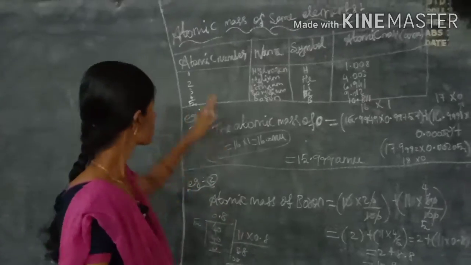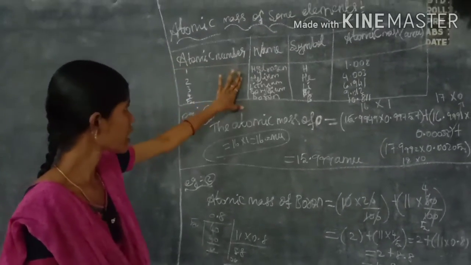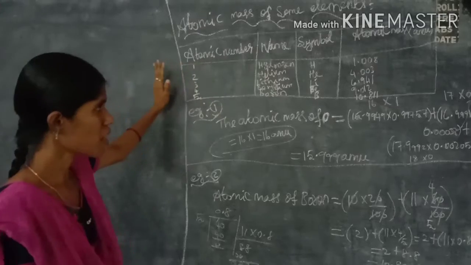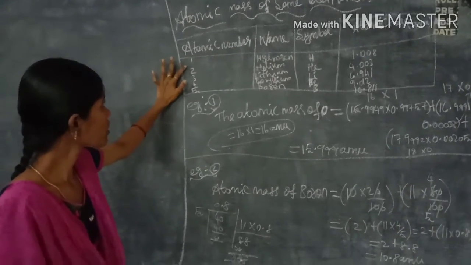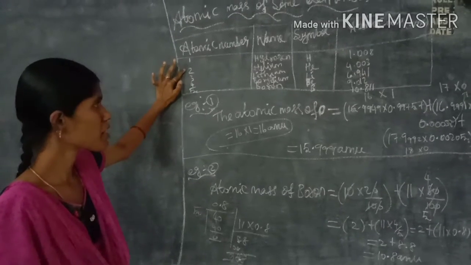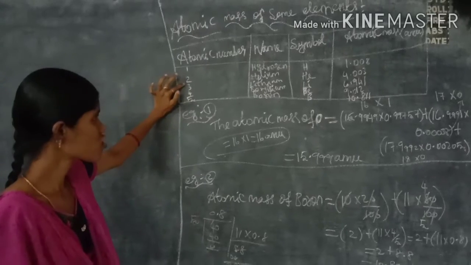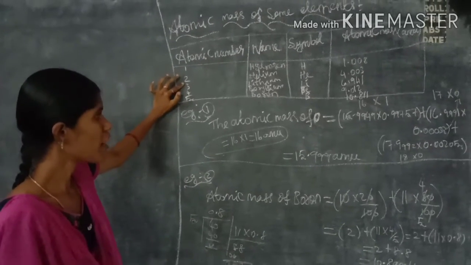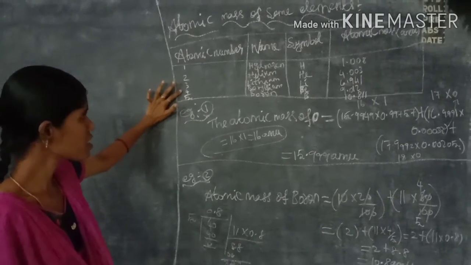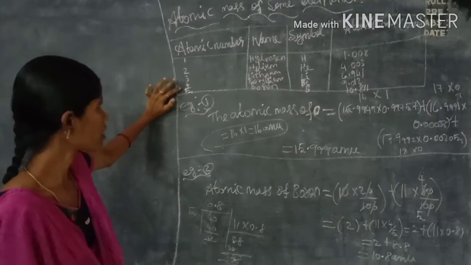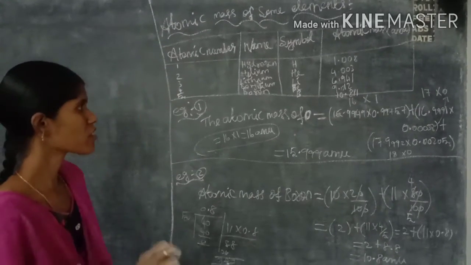Next is the atomic mass of some elements. This table gives the atomic number, the name of the element, the symbol, and the atomic mass, expressed in AMU, atomic mass unit. For hydrogen the atomic number is 1, the symbol is H, and the atomic mass is 1.008. For helium, He, the atomic number is 2 and the value is 4.003. For lithium, Li, the atomic number is 3 and the value is 6.941. For beryllium, Be, the atomic number is 5 and the value is 9.012.